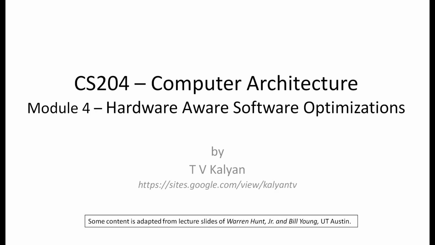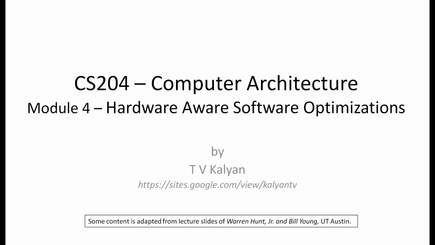We are in the fourth module now. This is the last module of the course. In this module we are going to look at some of the software optimizations with an understanding of the underlying hardware that we have already done in our modules 1, 2 and 3.